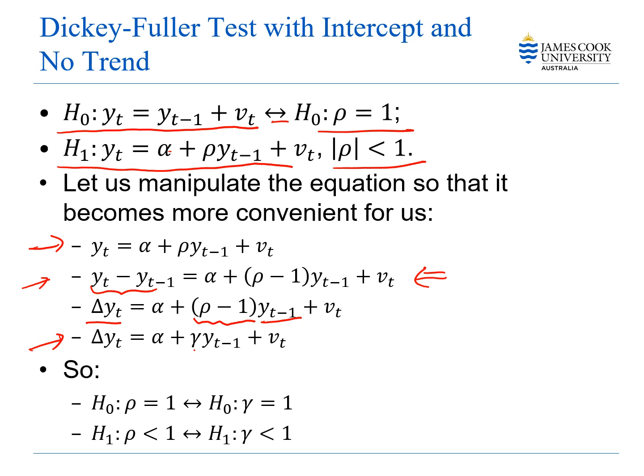So now our hypotheses become this. The null hypothesis rho equals 1 is equivalent to the null hypothesis of gamma equal to 0. Rho equal to 1 is the same as saying gamma equal to 0. And typically we are going to test against a one-sided inequality, so the alternative is rho less than 1. That means gamma less than 0. Okay, so it's a one-sided test.